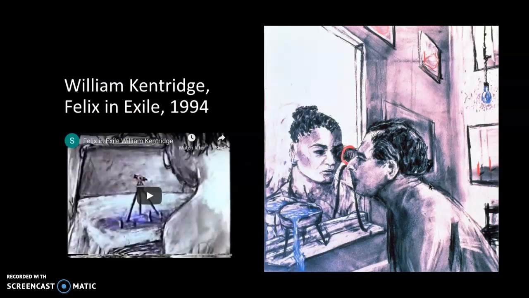All right, we're going to shift here to more contemporary works, and we're starting with a South African artist named William Kentridge. And here I'm showing you a still from a longer animation that Kentridge made from large-scale drawings in charcoal and pastel on paper. His work is fascinating, and I put a link to Felix in Exile on the list for the Module 3 readings and resources, and I really encourage you to view the entire film. I think it's something like 7 or 8 minutes.